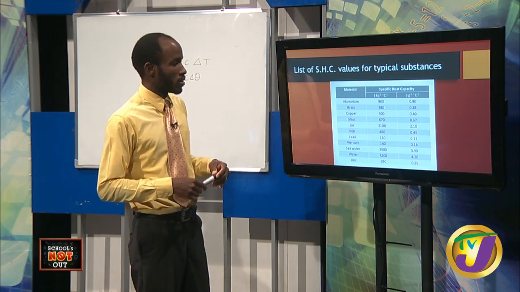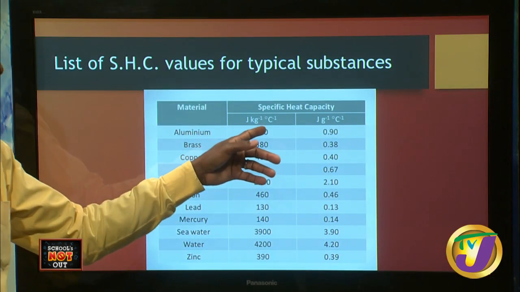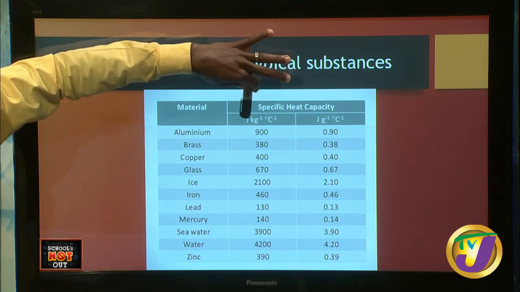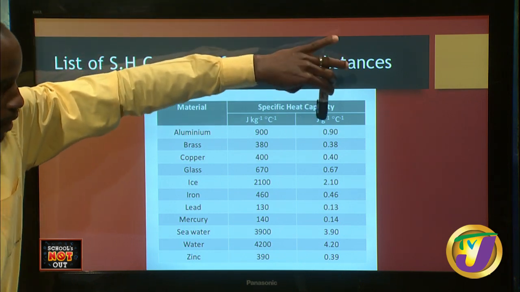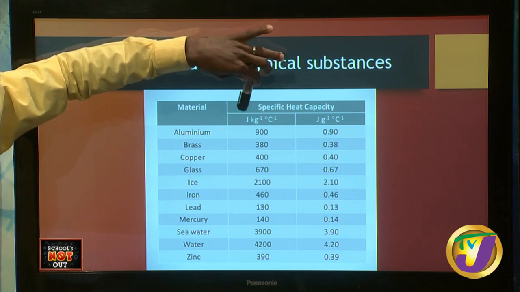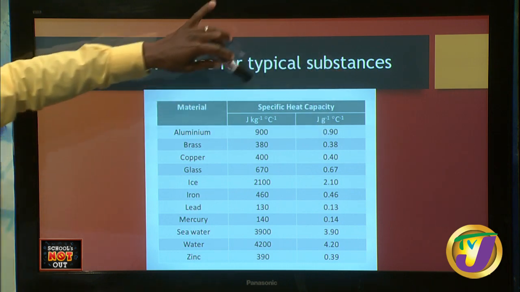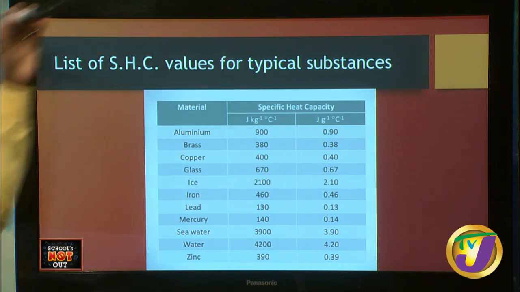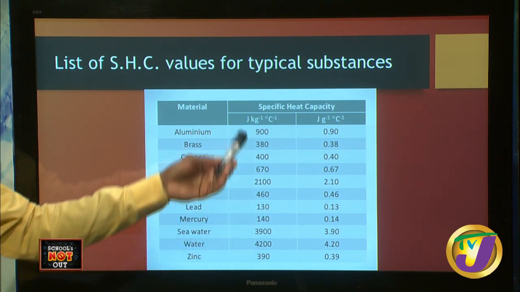Here we have some typical values, and we talked about the metal and the water. Aluminum is 900. The reason you see two columns here is because of different units. The column on your left is joule per kilogram per degree Celsius. The column on your right is joule per gram per degree Celsius. Because of the different kilogram and gram, the numbers differ by 1,000. So 900 divided by 1,000 is 0.9, 380 is 0.38, and so on. It's the same value. But let's look at a typical metal, aluminum, and a typical liquid, water. Now you see that these values are much different.